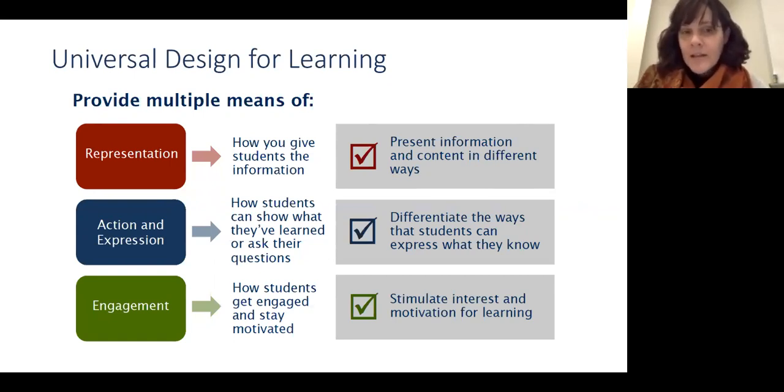The second line of this model says action and expression. And that often takes the form of student assessments. And it's how students can show what they've learned or ask their questions. And it's important in Universal Design for Learning that we differentiate the ways that students can express what they know.